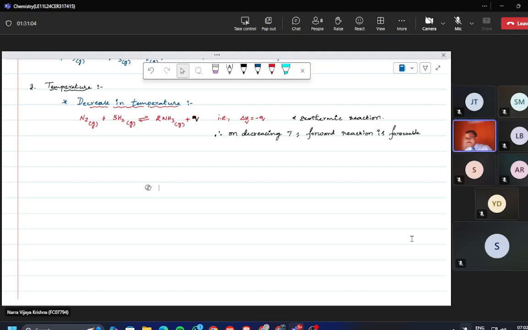Clausius-Clapeyron equation. Okay, I am doing this by using the Clausius-Clapeyron equation.